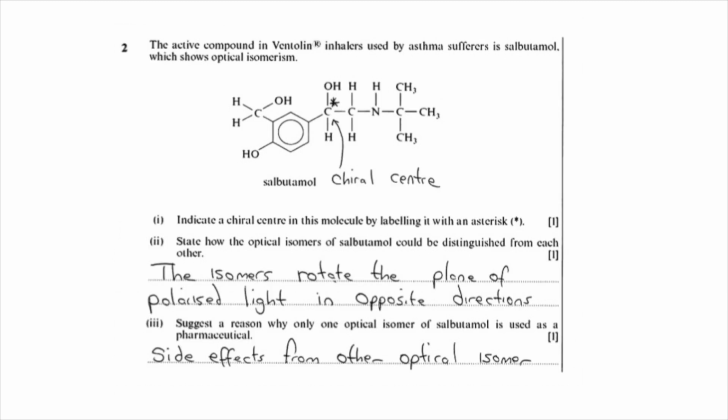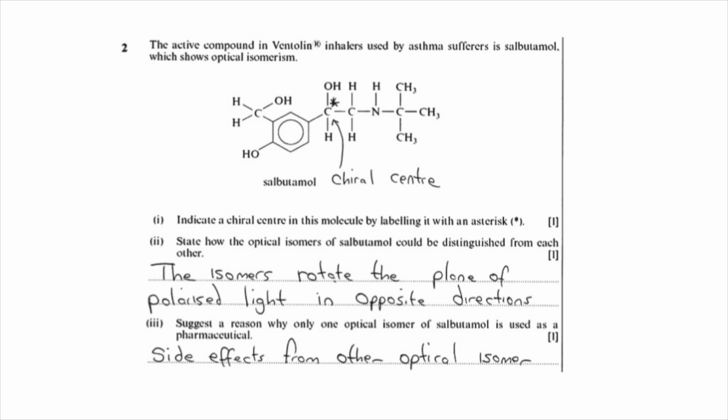So now let's go for the answers to question 2. The first part of the question is asking you to indicate a chiral center in this molecule by labeling it with an asterisk. So the chiral center is the carbon next to 4 different groups, and the carbon in this molecule that is a chiral center is labeled here on this slide. It's the carbon next to the benzene ring on the right hand side of the benzene ring, and that's the chiral center, so there's 1 mark for that.